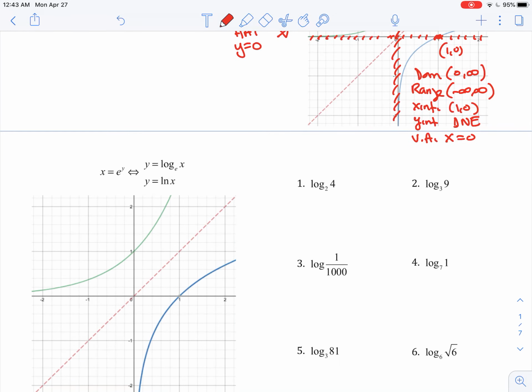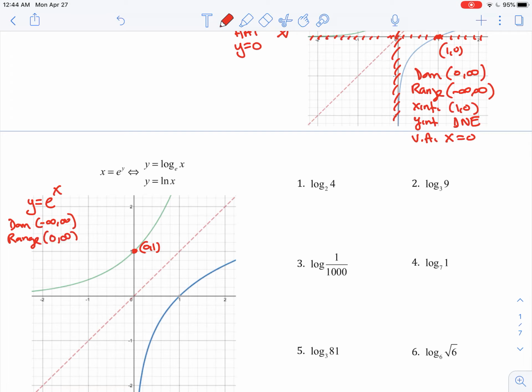If we continue with that same thought process, and recall that we were looking at bases of e, which was just a number, approximately 2.71. So our green graph here is just our graph of y equals e to the x. We've got that y-intercept here at 0, 1. And recall with our y equals e to the x, our domain was everything.